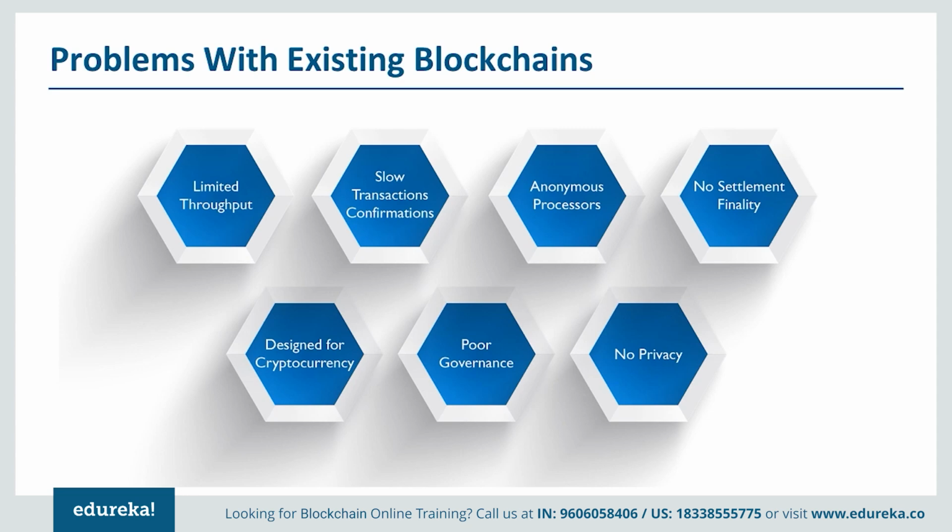No settlement finality, which is kind of incorrect because the public networks are also finalizing the transaction and putting it there. But the transaction finality takes a lot of time and a lot of iterations, which is not the case in Hyperledger Fabric. Then, designed for cryptocurrency. So conventional blockchains are designed for cryptocurrency, while in a permissioned business network, you need not have the requirement for having a token or a cryptocurrency.